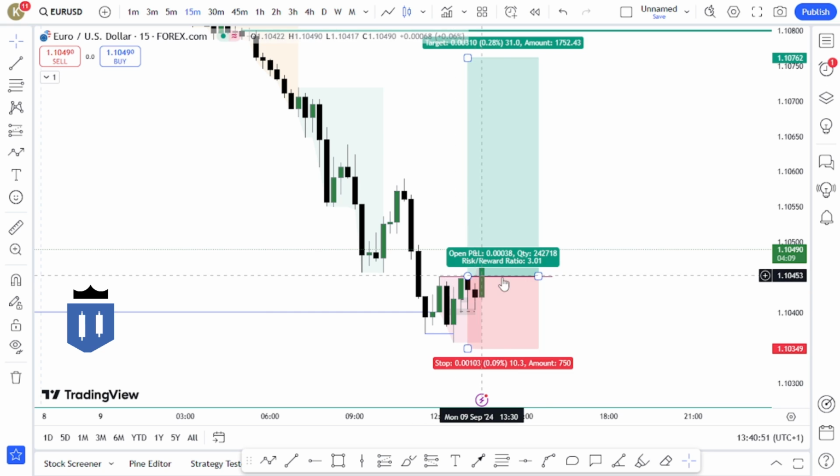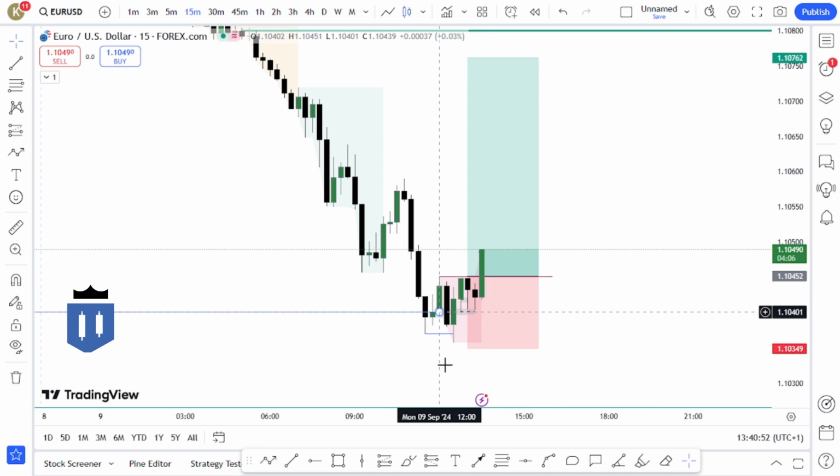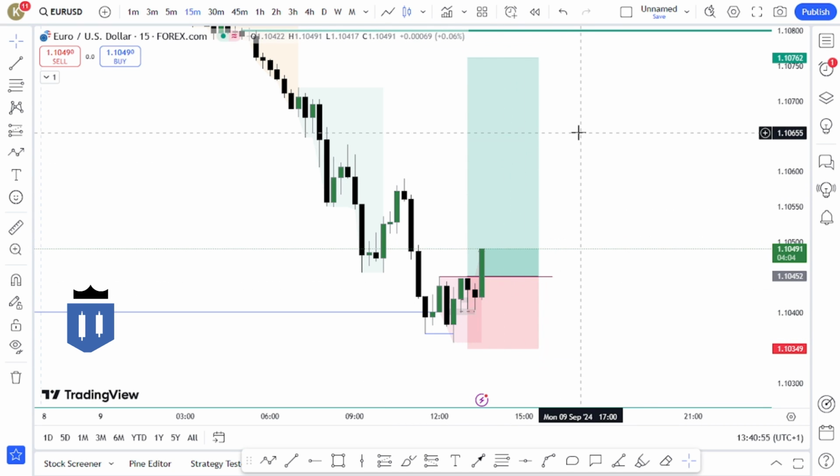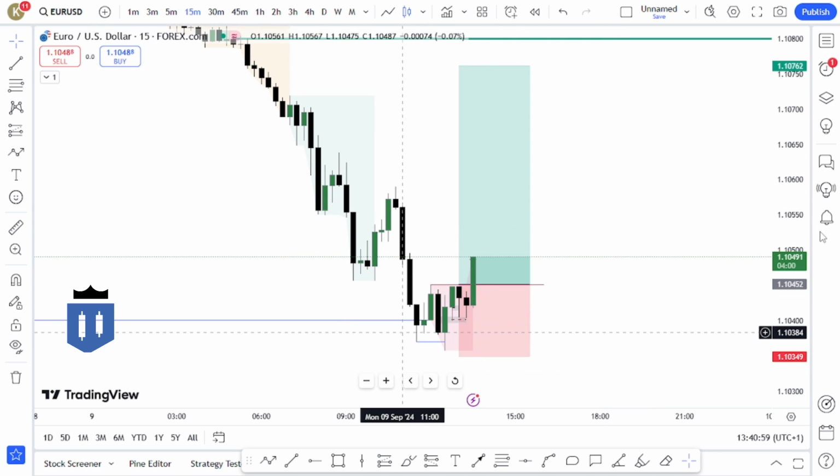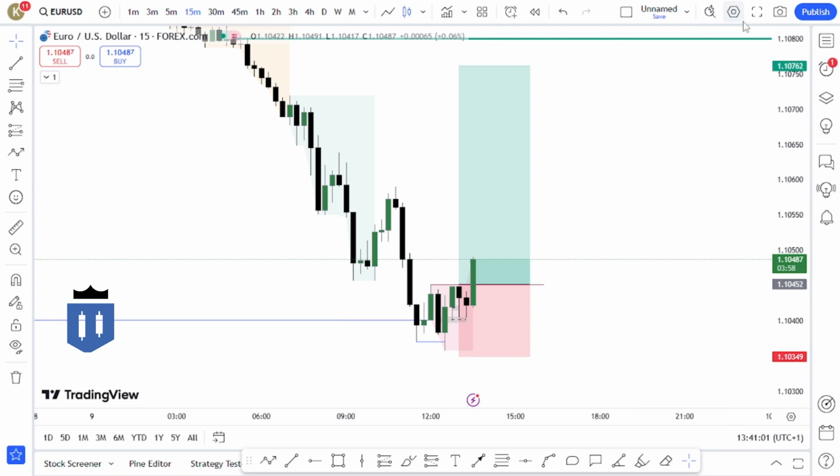Now I set it up there because I know if price breaks this high that led to this low, we are going to trade back into the range. So we are trading back into the range, and that's why I'm in this buy trade. So let's move on to another example.